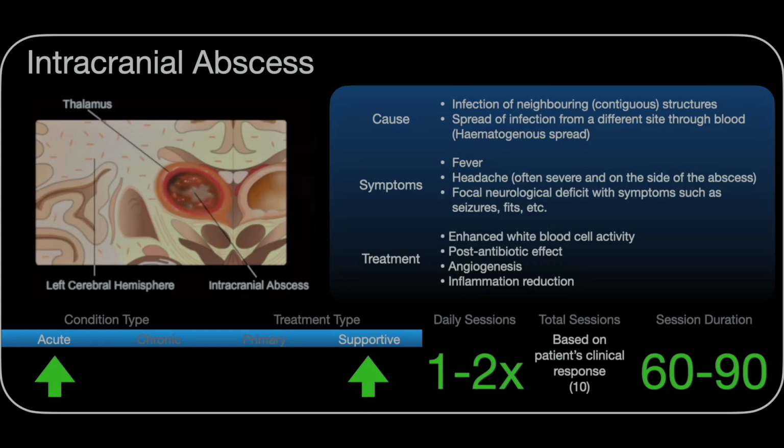The use of hyperbaric oxygen therapy within the context of intracranial abscesses would rely on immunomodulation, or the enhancement of white blood cell activity, enhanced antibiotic activity, the so-called post-antibiotic effect, angiogenesis, the formation of new blood vessels, and the reduction in edema within the brain itself.